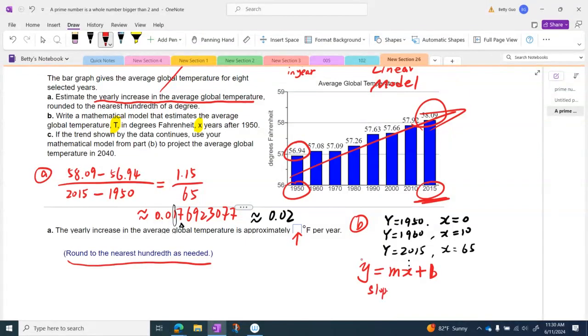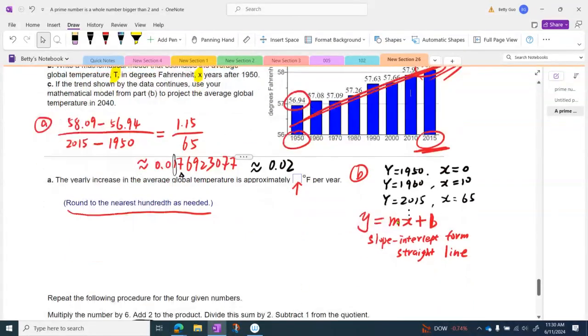This is the slope-intercept form of a straight line. A linear equation in 2 variables is a straight line. So we are going to set up a linear equation in slope-intercept form to model the situation.